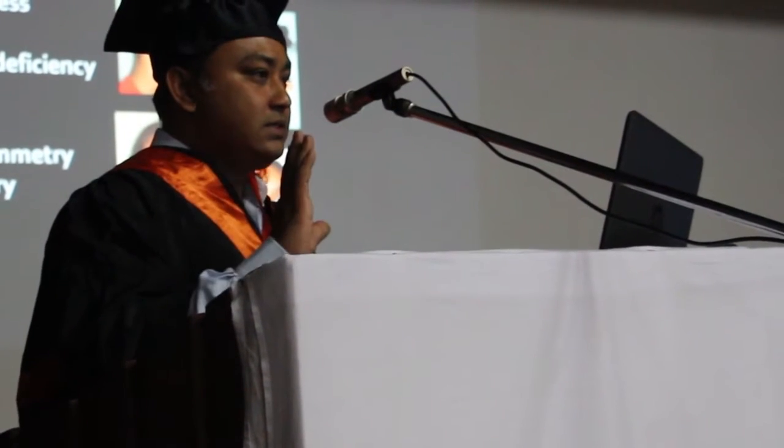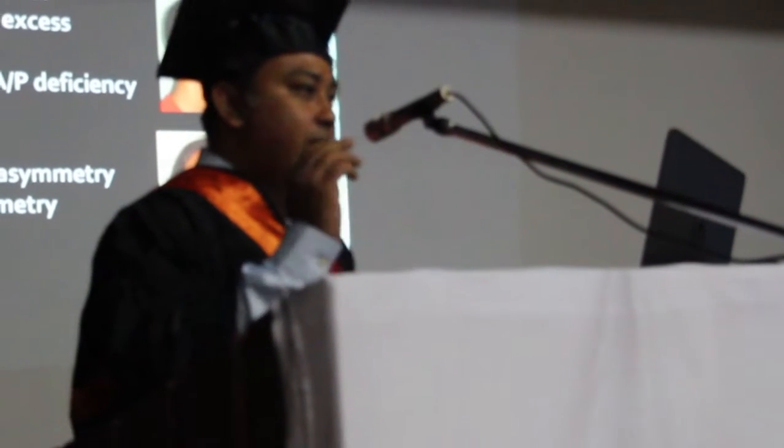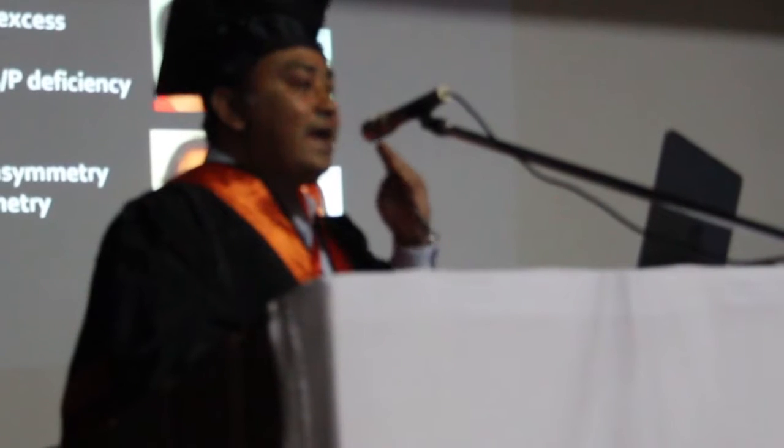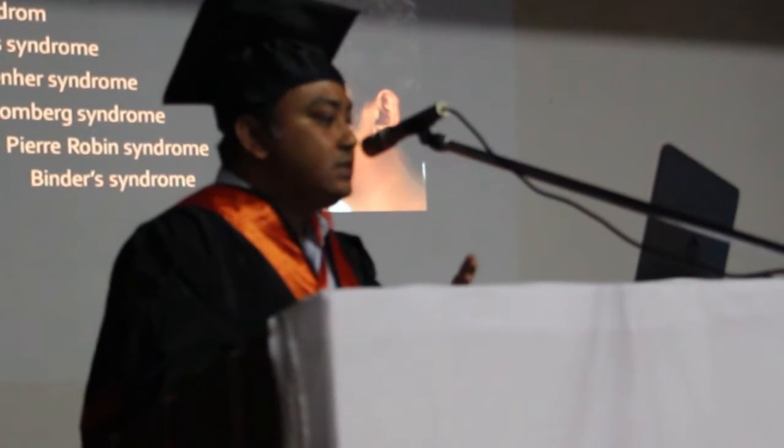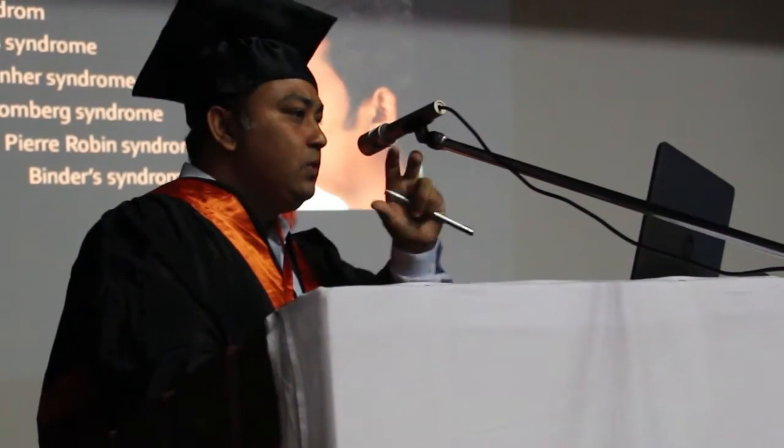These are the candidates for orthognathic surgery: where the maxilla is anterior-posteriorly deficient or excess, maxillary vertical deficiency or excess, and mandibular anterior-posterior deficiency or excess, or mandibular asymmetry or facial asymmetry, or mid-face hypoplasia due to cleft lip and palate. We know in case of cleft lip and palate, the maxilla is hypoplastic.